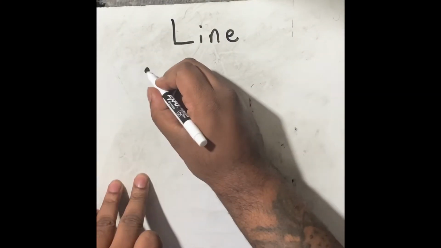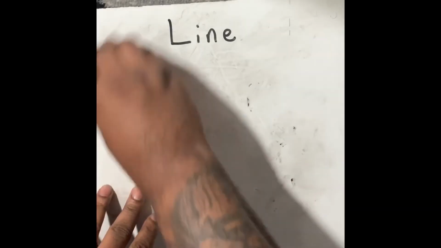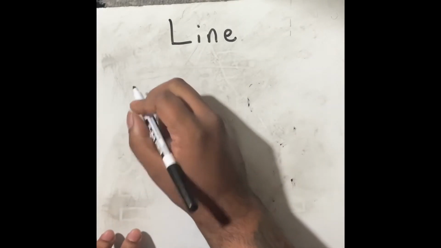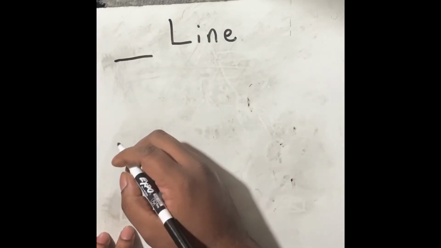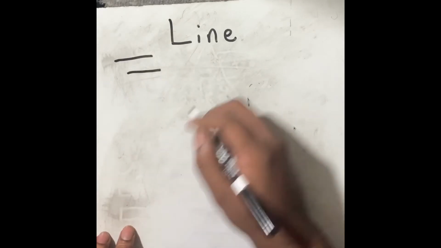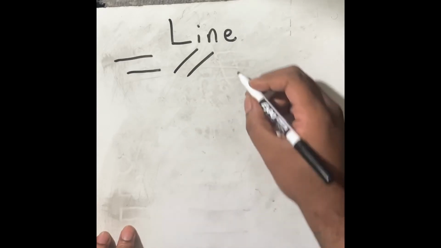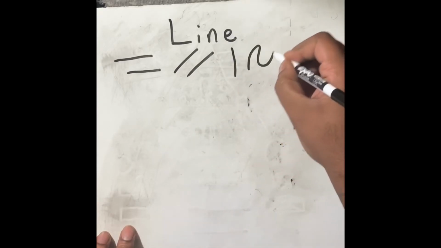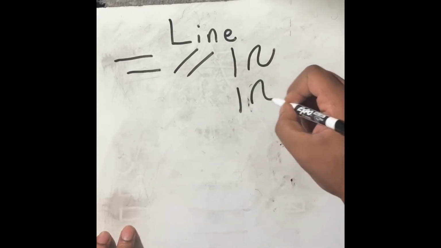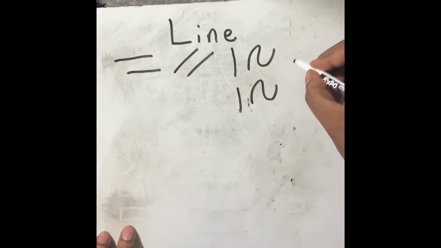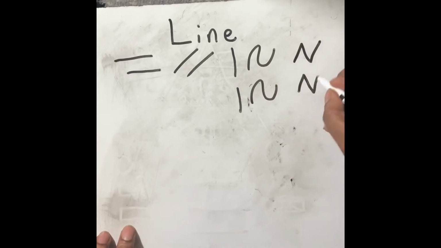Line is the distance between two endpoints. We have a song to help us remember the lines. It goes: horizontal, horizontal, diagonal, diagonal, vertical and curved lines, vertical and curved lines. Don't forget zigzag, don't forget zigzag.